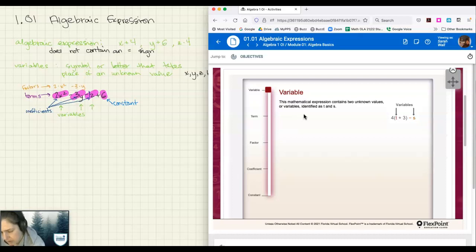So if you've got 4 parentheses t plus 3 minus s, then it's going to be the same thing, right? You're going to go through and you want to label them. So what are your variables? Your variables are your letters that represent something that you don't know.